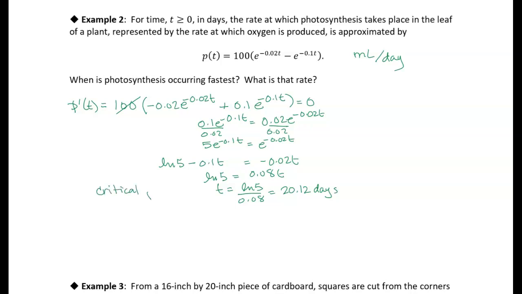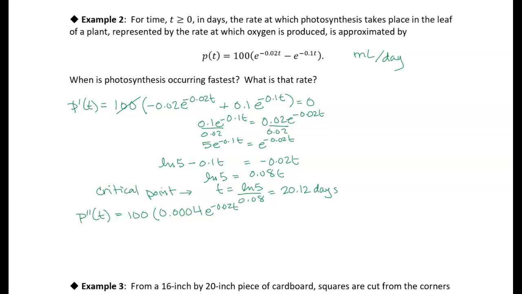Now we have to decide, is that a maximum or a minimum? So let's look at the second derivative here. This is not too bad to look at the second derivative. Okay, what's the second derivative? I got the first derivative up here, so I am just going to do it again. Take the derivative of this, and now it becomes a positive 0.004 e to the minus 0.02t.